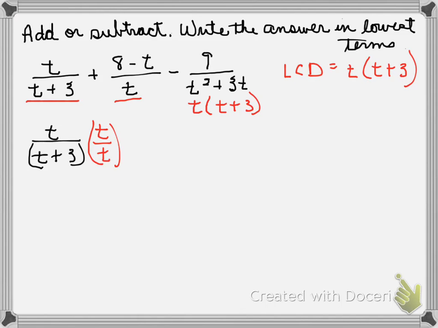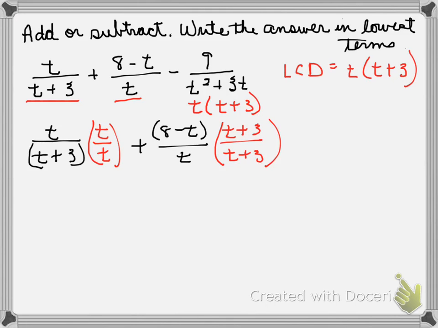Now the second one is plus 8 minus t over t. And it's missing a factor of t plus 3. So we'll multiply it by t plus 3 over t plus 3. The last one already has the correct denominator, so we will just bring it down. So 9 divided by t times t plus 3. Okay, so we have our common denominator.